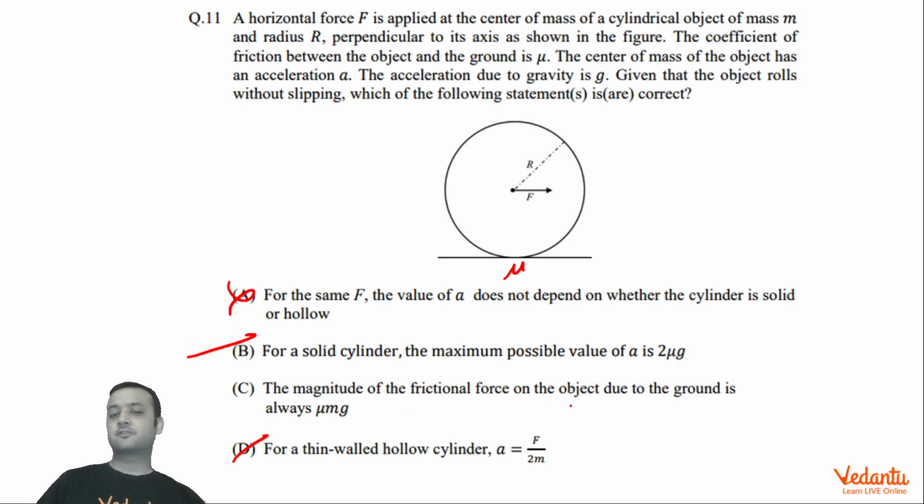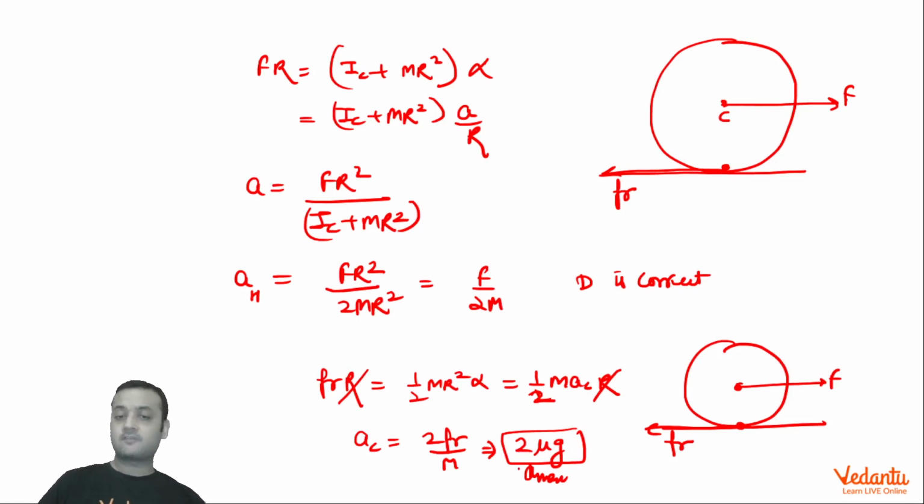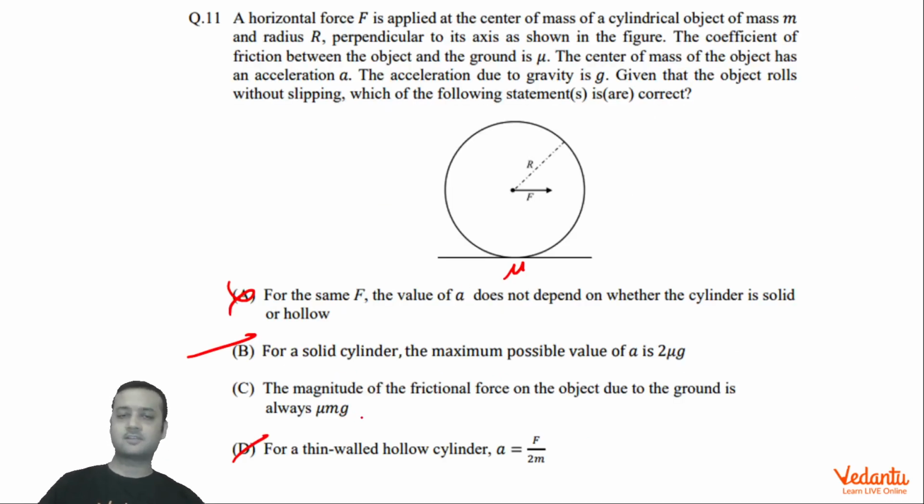The magnitude of friction force on the object due to ground is mu mg. This will not always be correct because this is the maximum value of friction. We know that this friction is static in nature in the case of rolling without slipping. So this is the maximum value of the friction. This will not always be correct for values of F which are less than the maximum possible value for pure rolling. The friction will be slightly less than mu mg. So we can say that for pure rolling, friction can be any value between 0 to mu mg. So this is not the exact value, and this will not always be the correct answer. This will be correct only if the friction becomes maximum.